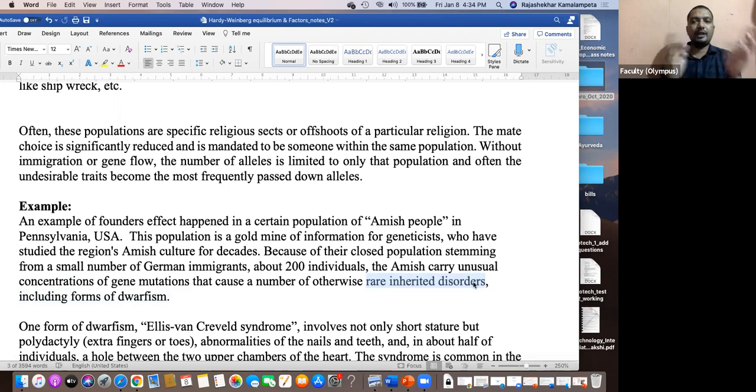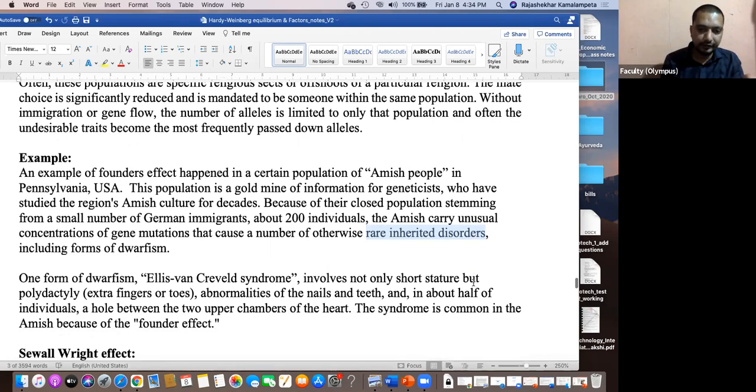Dwarfism became more common. Multiple fingers became more common. Some of them are not deadly to them, but the rare conditions have become more common there because there was only a small founding population, and they were inbreeding, resulting in lesser and lesser diversity. That is called founder's effect.